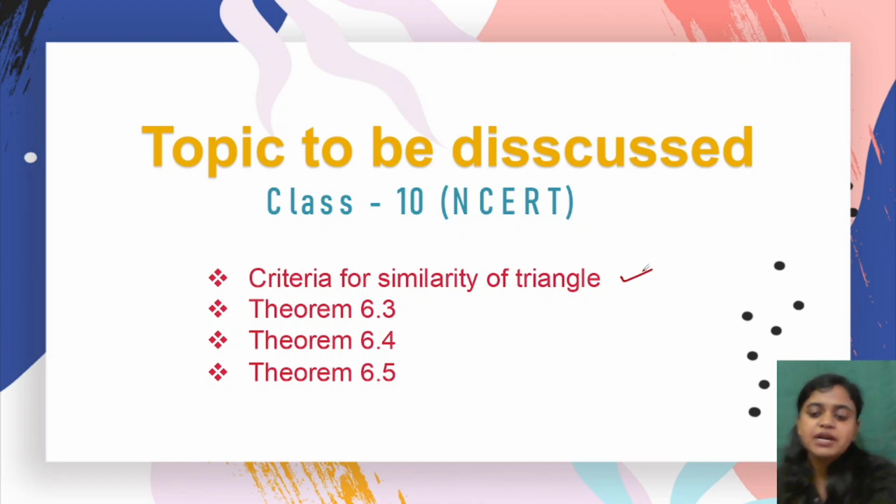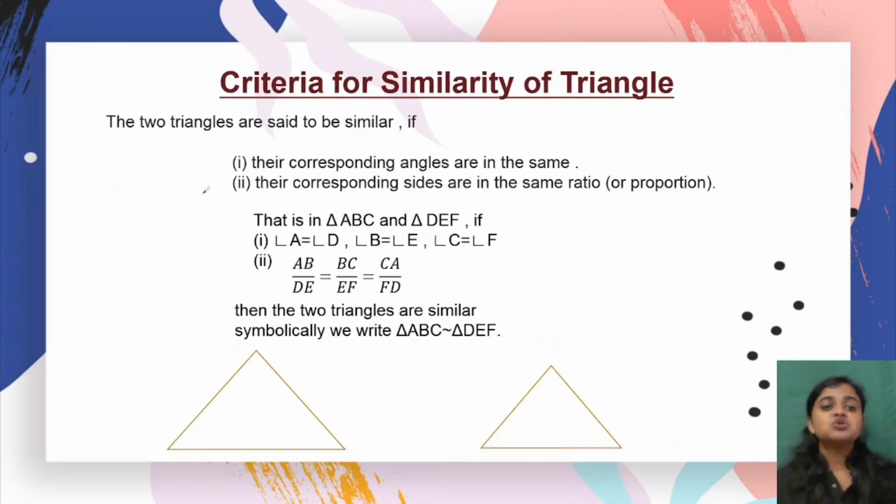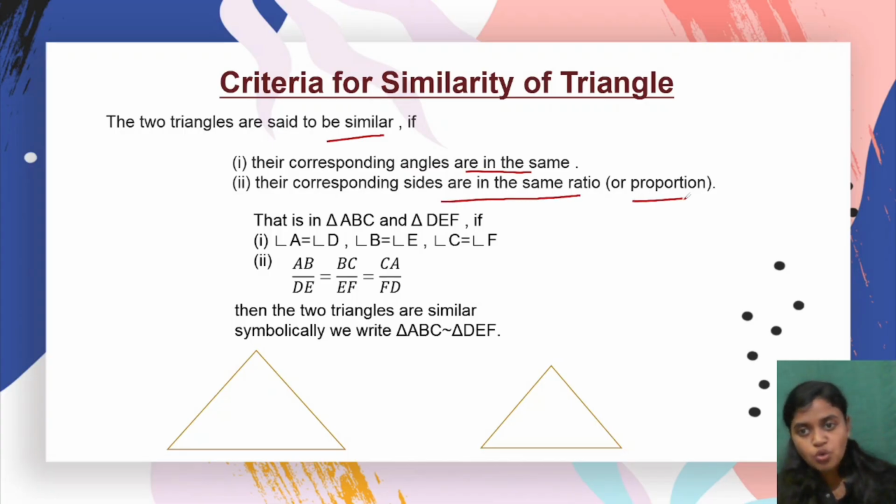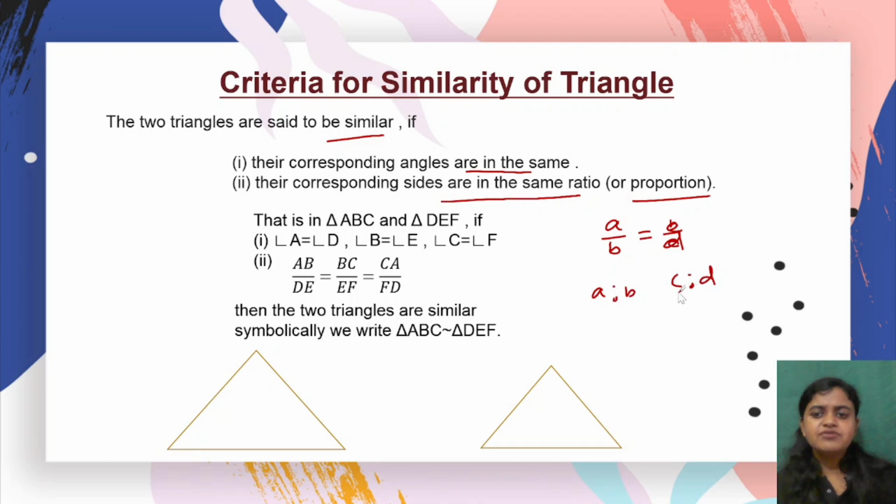So now we will discuss some theorem, and before going to the theorem we will discuss the criteria of similar triangles. So what is the criteria of similar triangles? Two triangles are said to be similar if their corresponding angles are the same and corresponding sides are in the same ratio, that is, we know proportion. Suppose A by B equals C by D, that is A is to B, C is to D. If their ratios are equal, then you can say A, B, C, D are in proportion. We know.